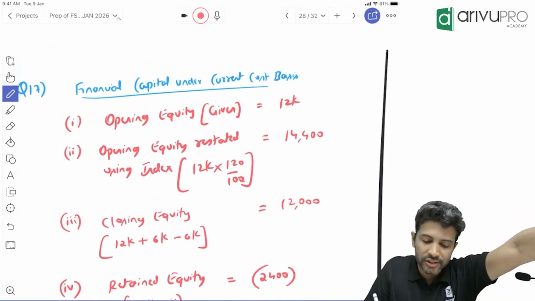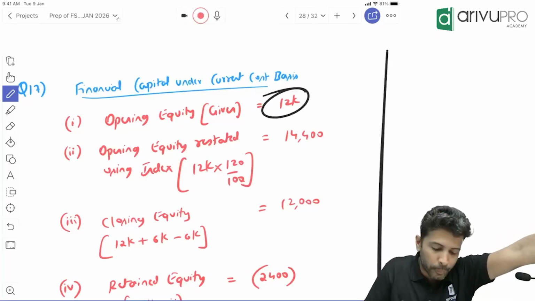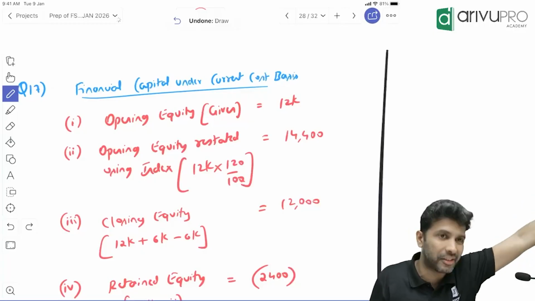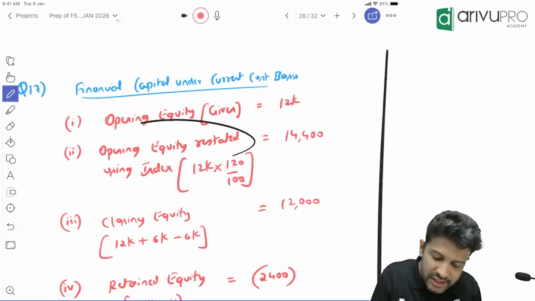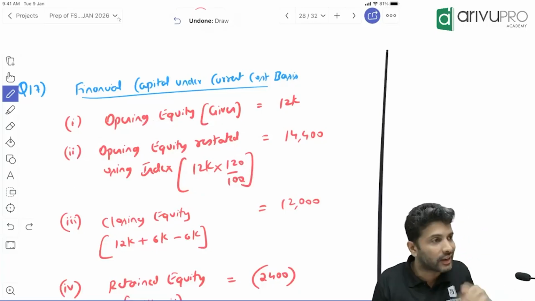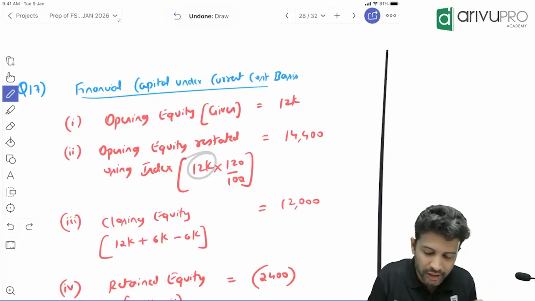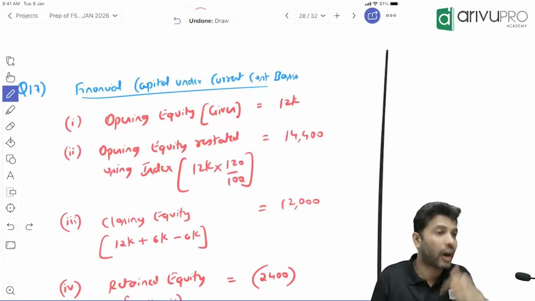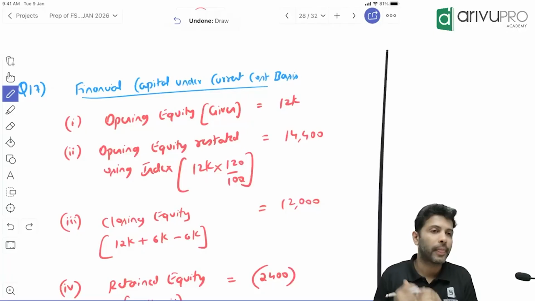What you'll have to do is first opening capital how much? 12,000. This is the opening capital when the index was 100. Now at the end of the year is index 100 or 120? So restate this opening equity using the latest index. What is the latest index? 120. So 12,000 is a number when the index was 100. When it has become 120, how much will be the capital?